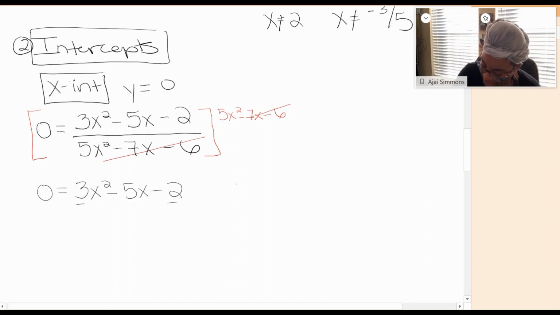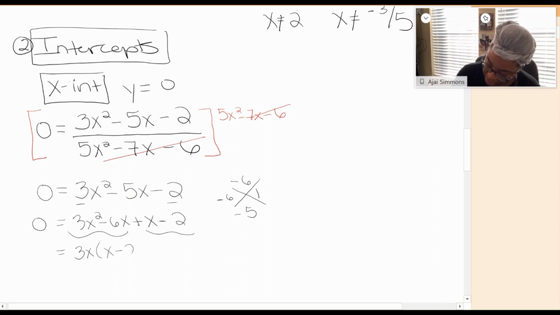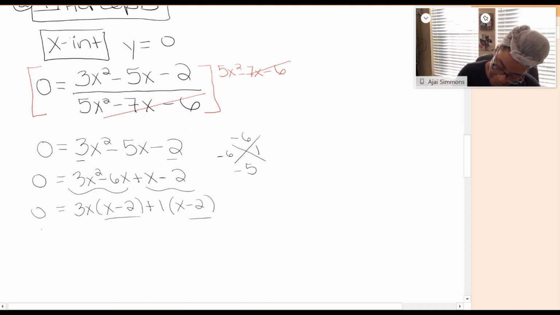So we'll do that. Got to multiply a times c. So that's negative 6. And you can do trial and error if you want to with this too. Trial and error works as well. So this is 3x squared minus 6x plus x minus 2. Then you have to do factor by grouping. That's going to be 3x, x minus 2. And then this one you can't take out anything, so it's still x minus 2. You know you're going in the right direction because the parentheses look the same.